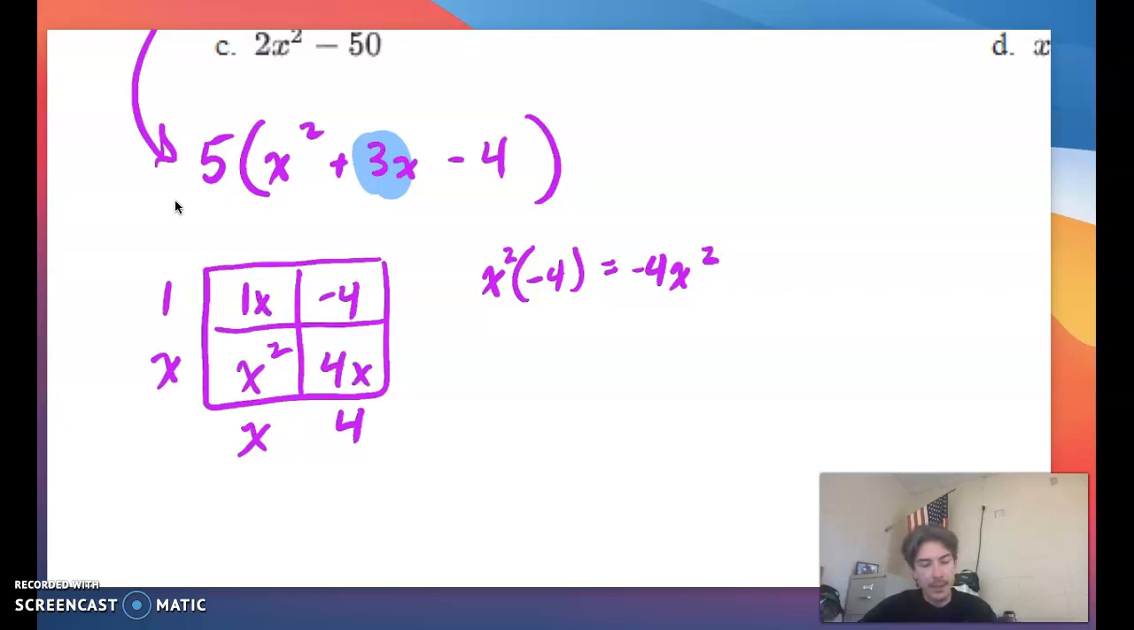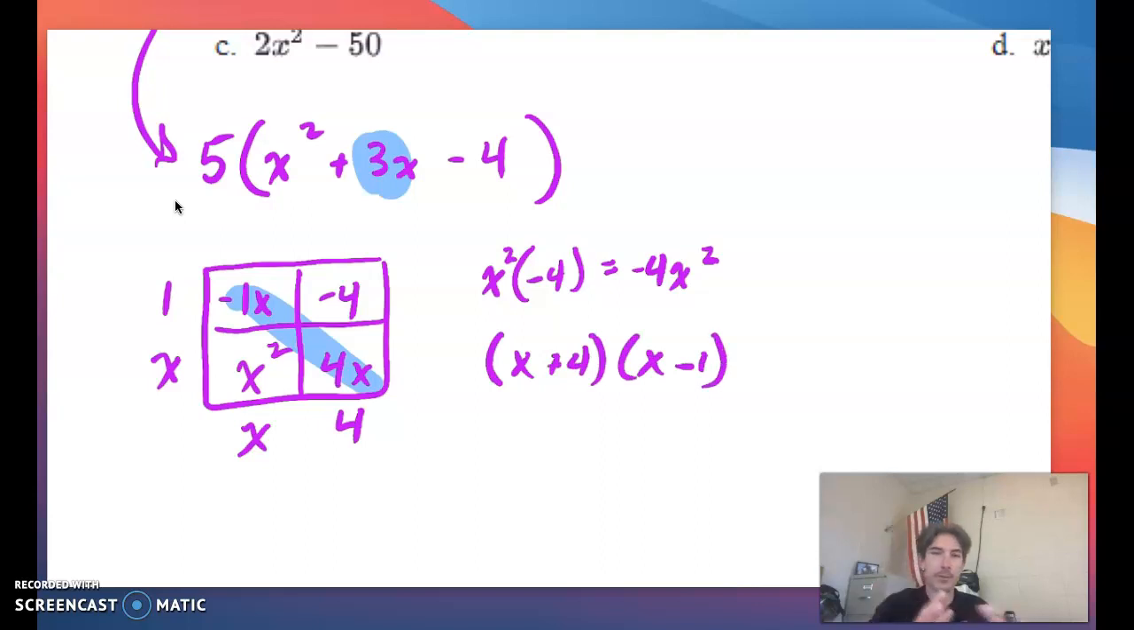Now, I'm not done yet, right? Because those don't multiply to be -4x squared. I know one's got to be negative, but which one is it? As I already mentioned, because my 3x in the middle of my trinomial is positive, my bigger number's got to be the positive one, so that means that's got to be negative. Now let's do a quick check here. Do these two terms multiply to be -4x squared? For sure they do. Do they add up to be 3x? For sure they do. So I know I've got the appropriate factorization. This is going to be x plus 4 times x minus 1. And you could write those binomials in any order there.